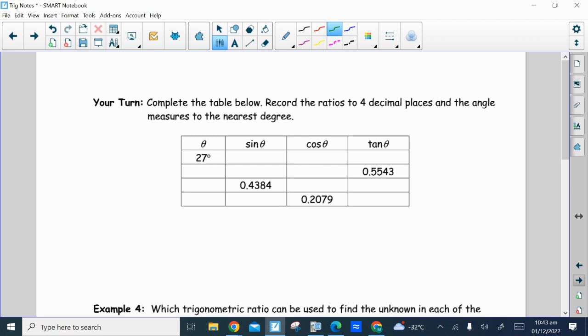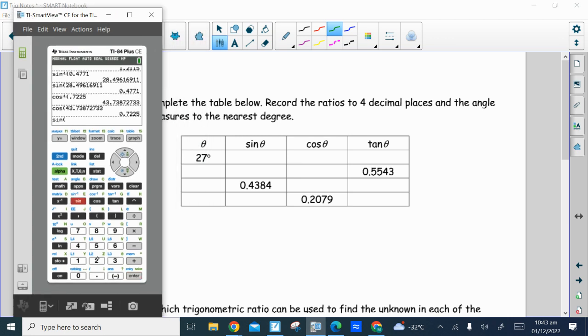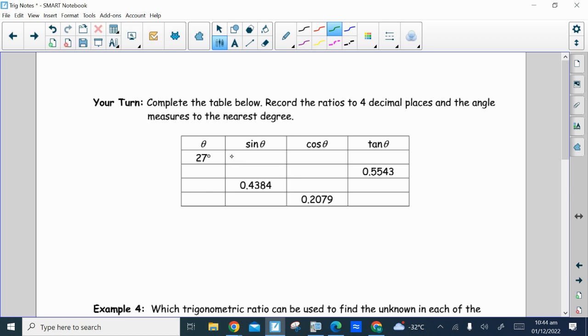So this says complete the table below, record the ratios to 4 decimal places and the angles to the nearest degree. So for the first one, we're given the angle to be 27 degrees. I want to find the sine, cosine, tangent of that angle. So I just put it in my calculator. Sine of 27 degrees to 4 decimals is 0.45. Now, I have a 3, then I have a 9. The first 9 is in the 4th position. And because the next digit is also a 9, that means the first 9 has to go up, or 39 has to become 40. So it's 0.4540.